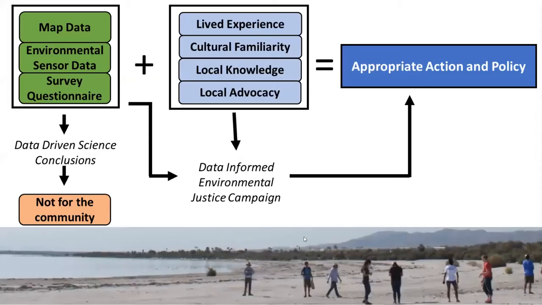And this is just a map of how community science works in general. So this goes from the data collection process, and then connecting to what we consider our qualitative data, of lived experiences, cultural familiarity, local advocacy, and then combining all of our information and experiences, and then being able to impact policy and help our community further.